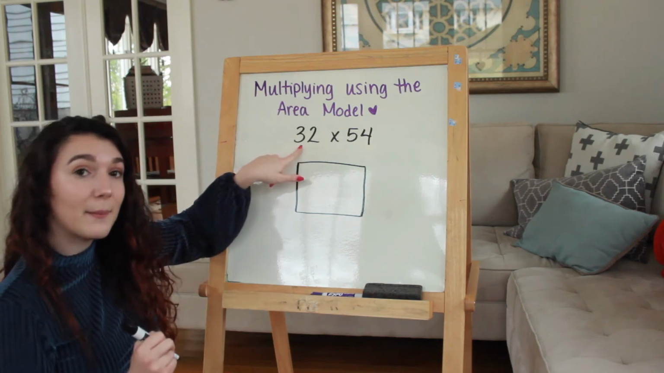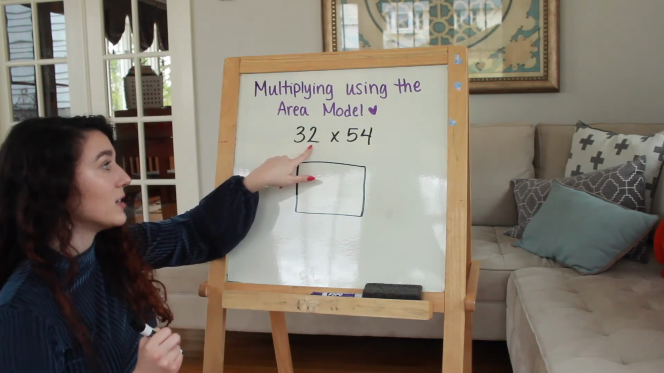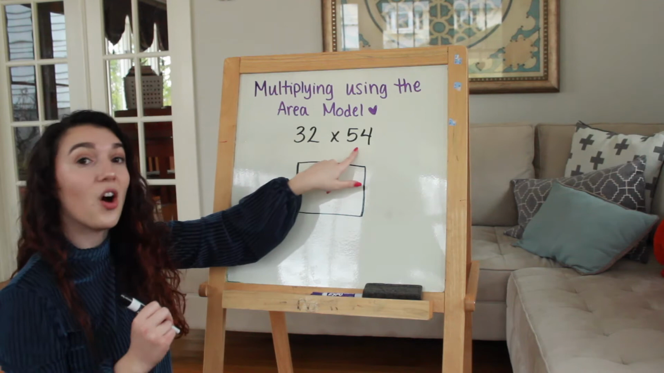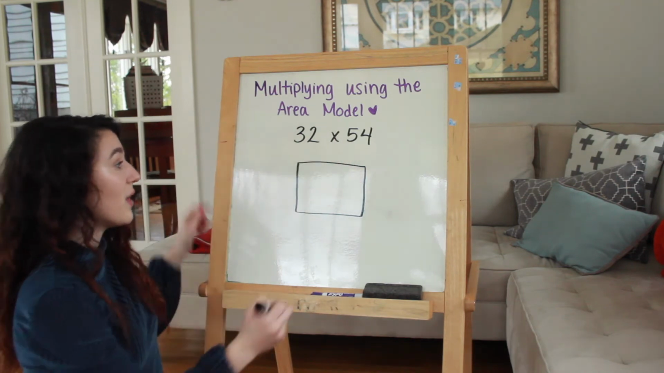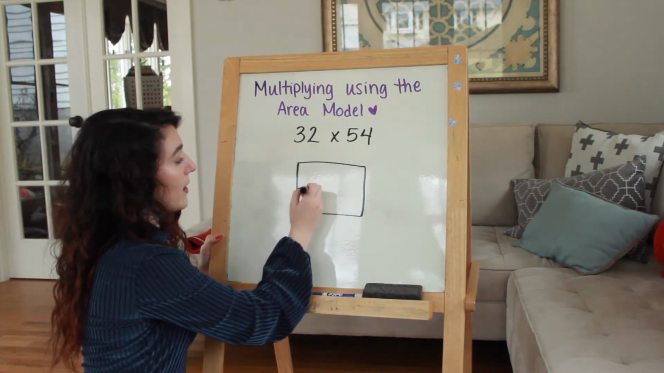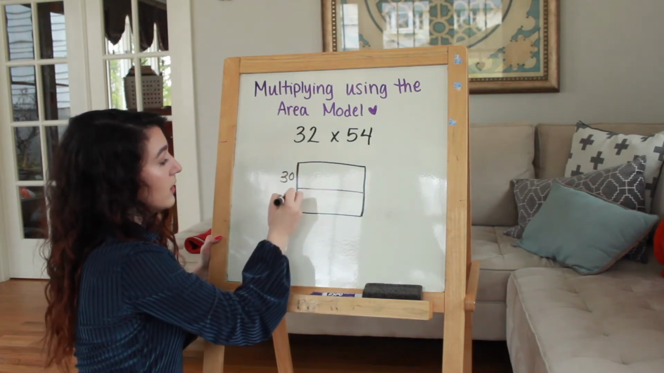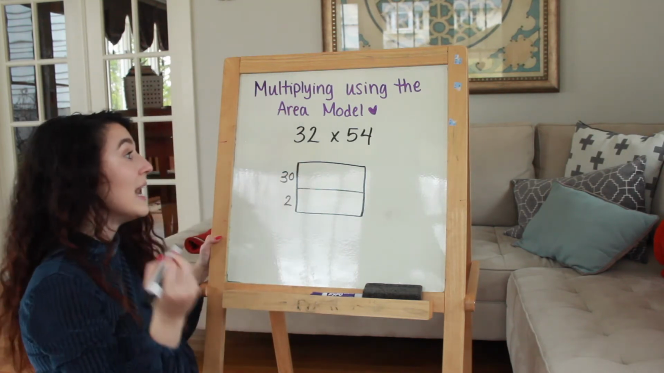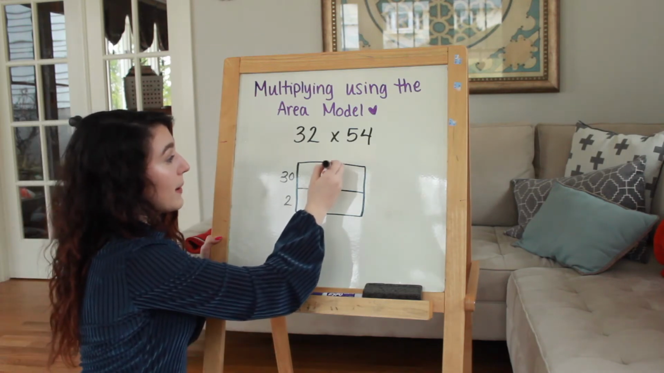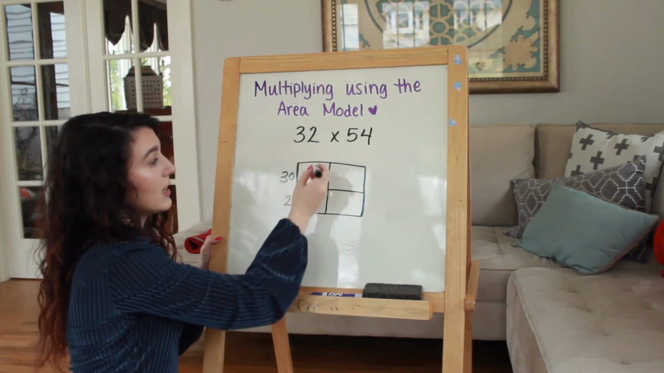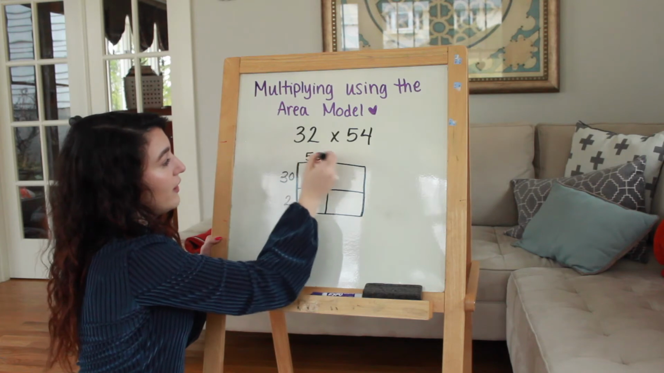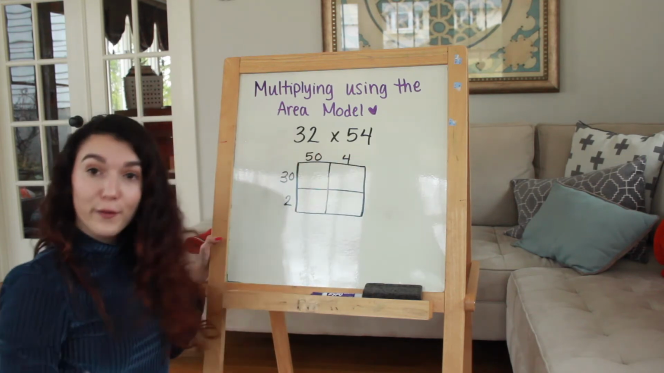I know that this number has 2 digits, 10s and 1s. This number also has 2 digits. So that means I need to split my box up this way in order to put my 32. Now, I also need to split my box up this way in order to put my 54.